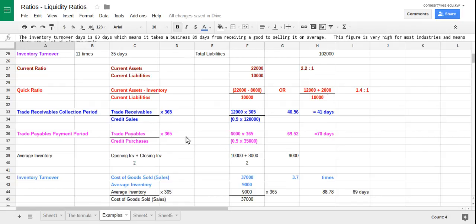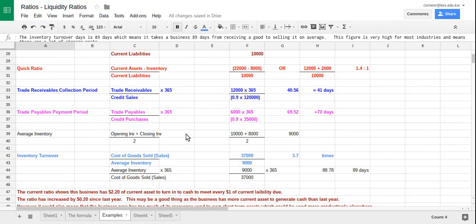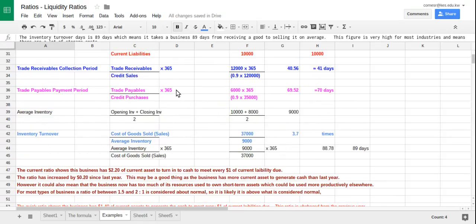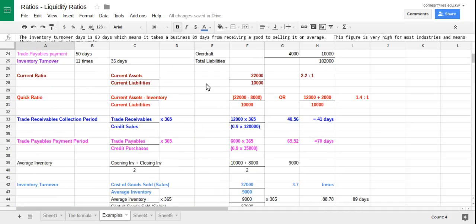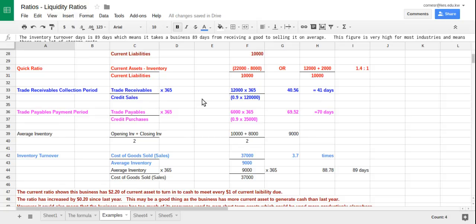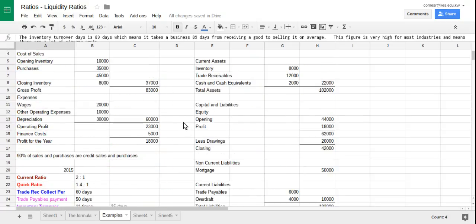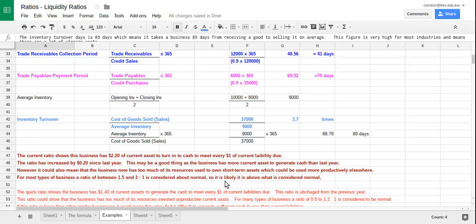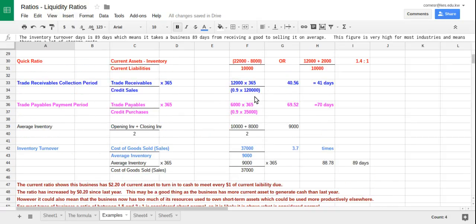Trade receivables collection period, that's calculated by using the trade receivables, which are 12,000 up here. We then divide that by credit sales, and be careful on this because you'll often be told what the credit sales are. They're 90% of all sales. So what I've done is 90% times 120,000, and that comes to 40.56.